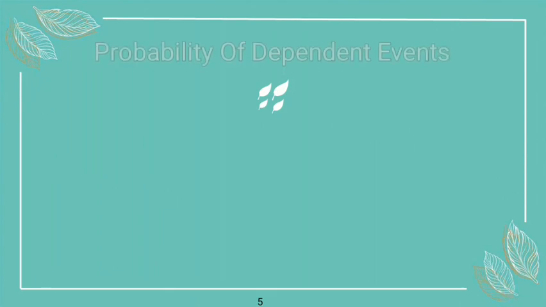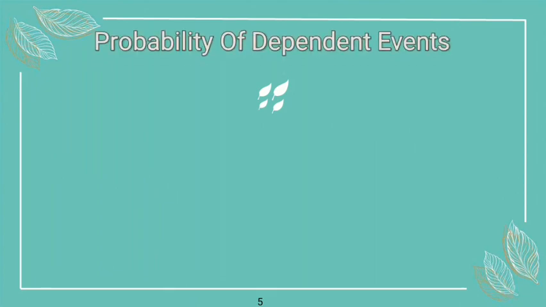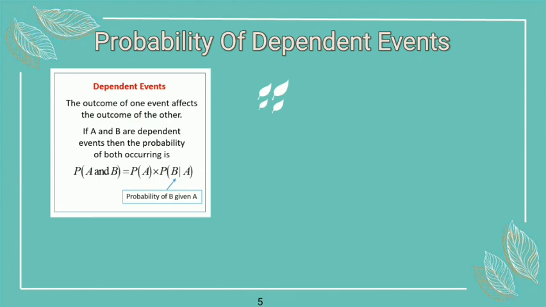Next is the probability of dependent events. For dependent events, the outcome of one event affects the outcome of the other. If A and B are dependent events, then the probability of both occurring, probability of A and B, equals the probability of A times the probability of B given A.